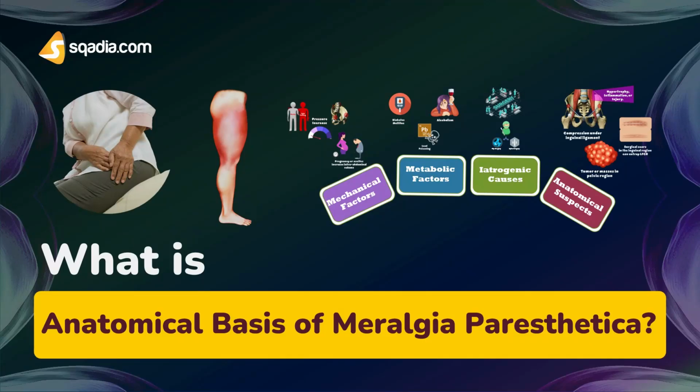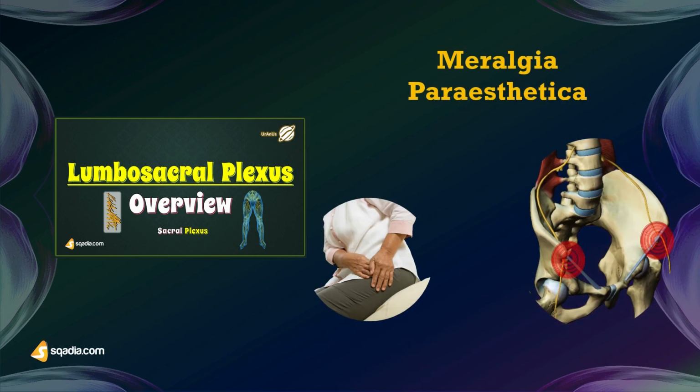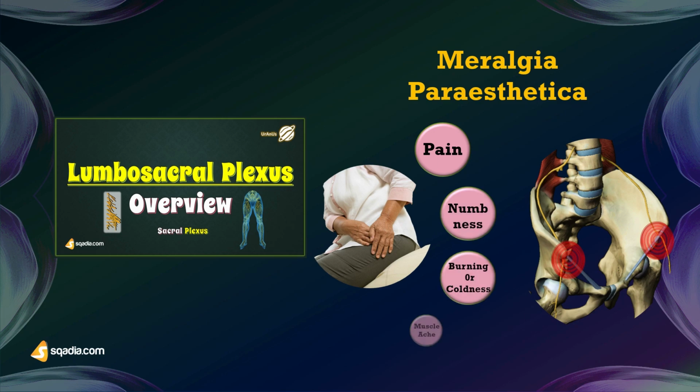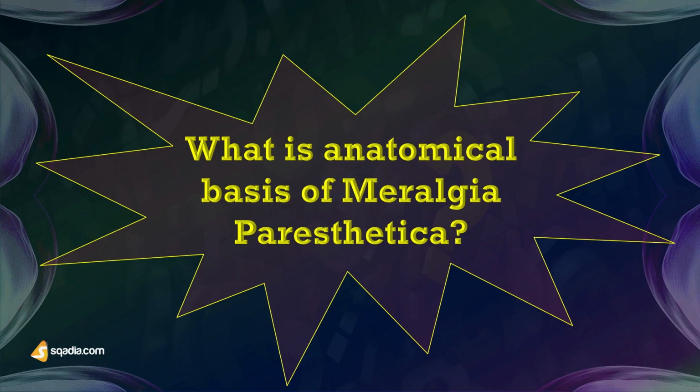In our video on the structure of the lumbosacral plexus, from which the nerves of the lower limb originate, there was a brief mention of a condition called Meralgia Paresthetica. In this video, we will explore the answer to the question, what is the anatomical basis of Meralgia Paresthetica? But before talking about the anatomical basis of a condition, you should be aware of, what is Meralgia Paresthetica?